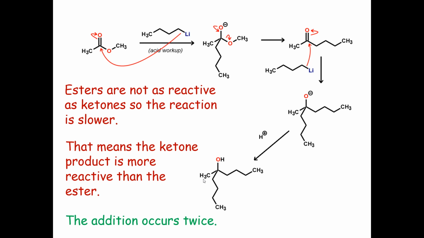You say, well, what if I'm clever? What if I only add one mole of butyllithium? Well, then you'll still add twice, but you'll have half a mole of starting material left over. So you just can't get around this. If you're going to react an ester with a lithium reagent or a Grignard reagent, it's going to add twice. Now, of course, you can take advantage of this in a synthesis if you know it's going to happen, and just be clever about it.